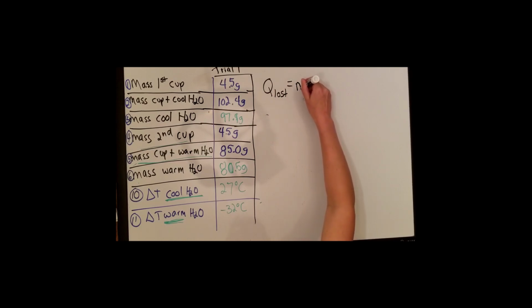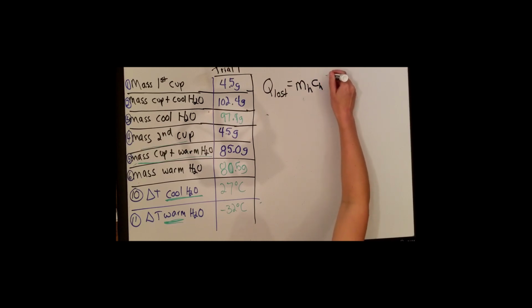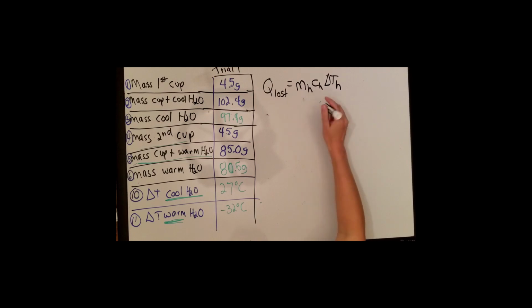So since I'm using hot, I'm going to do mass of the hot water, C, that's my specific heat of the hot water, and then my change in temperature of the hot water. So my Q lost, I need mass times C times delta T. But make sure that you are using the values of the hot water in each of those.